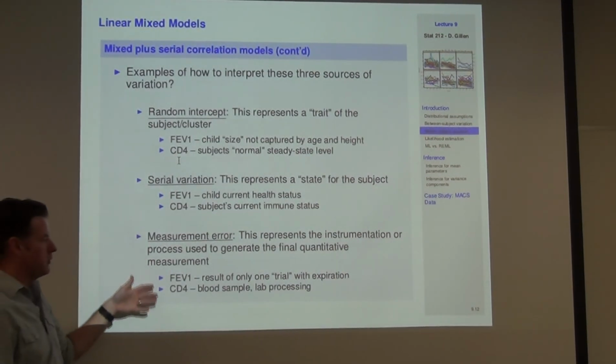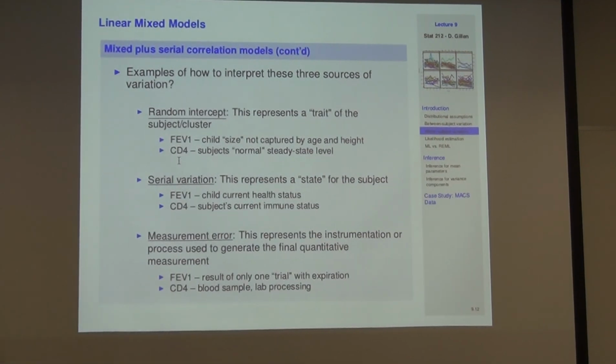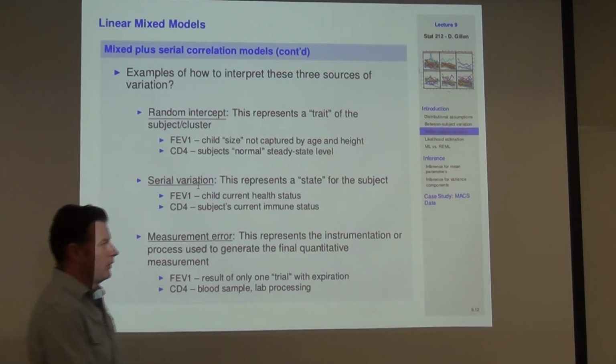And then you would think about measurement error. Again, in the CD4 case, it's a blood sample, so you're doing sampling already. There's lab processing that's going to go on that's going to create measurement error, etc. And we saw that there was pretty good evidence of measurement error, random intercepts, and serial variation in the CD4 study.